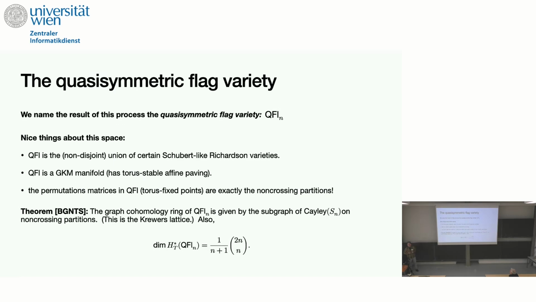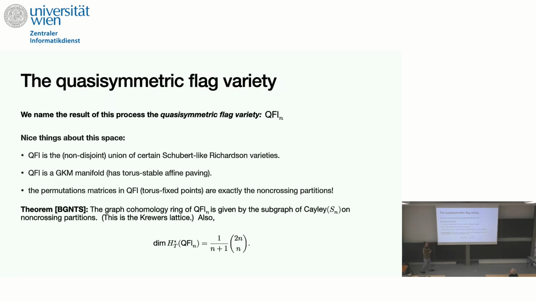Okay. So putting all this together and a little bit of extra work, we were able to prove that the cohomology ring of this space that I've defined for you is given by a GKM graph cohomology ring corresponding exactly to the subgraph of the Cayley graph of Sn given by non-crossing partitions. So the lattice of non-crossing partitions has a graph. And the dimension of this cohomology ring is the Catalan numbers.